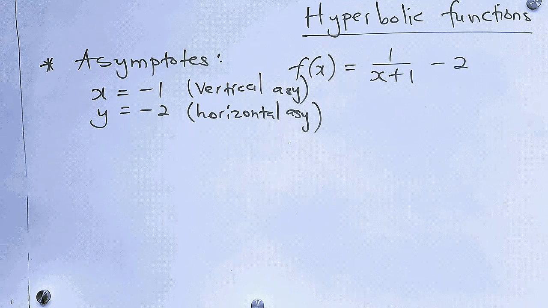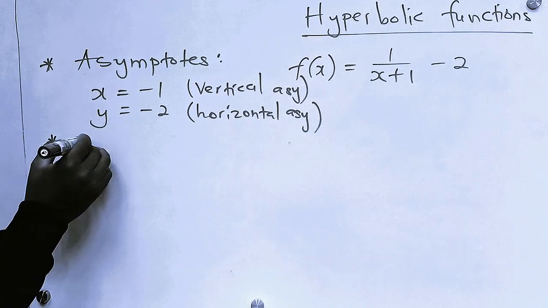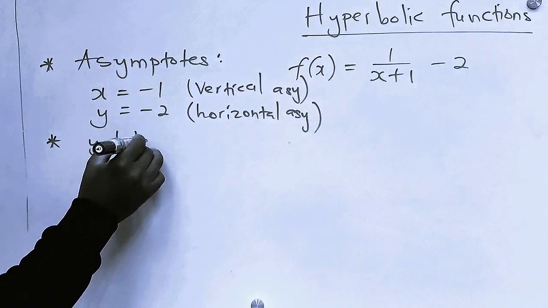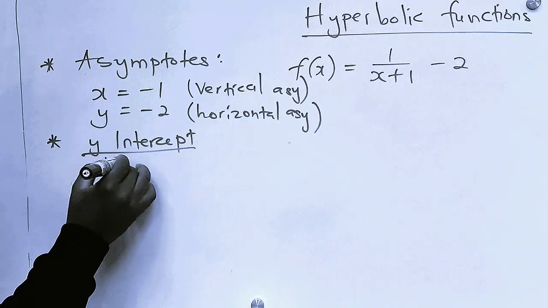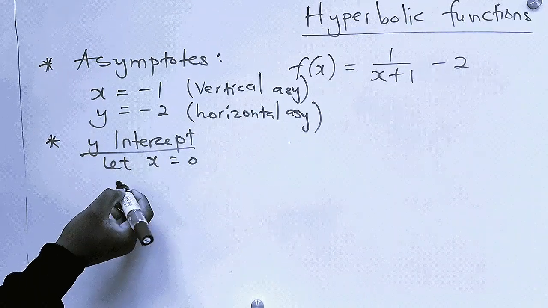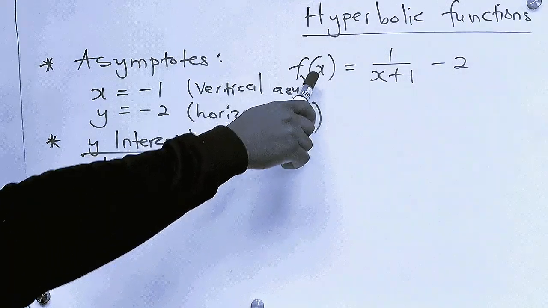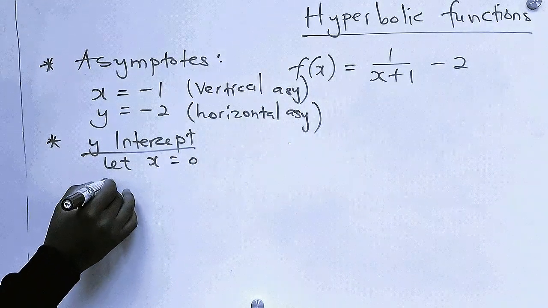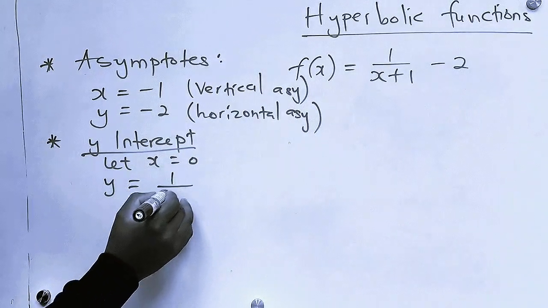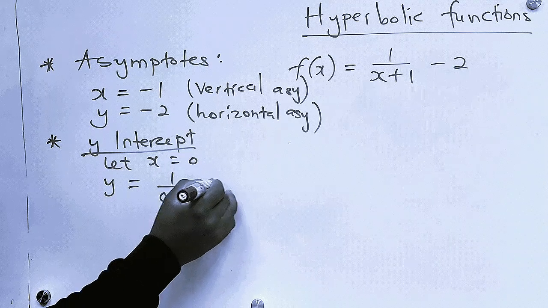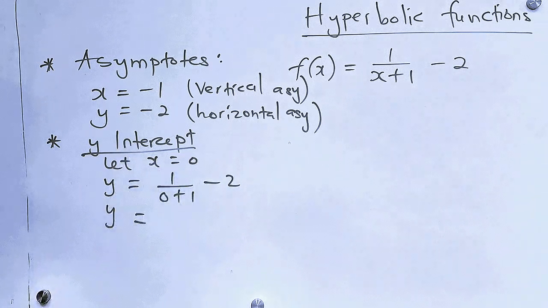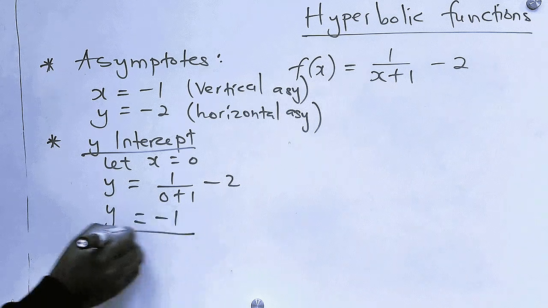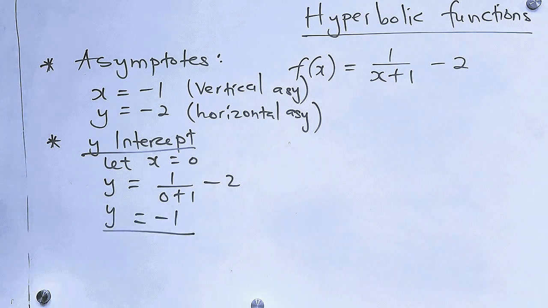Now let's see how we find the y-intercept. For the y-intercept, we let x equal 0. So f(x) represents y. So y is equal to 1 over 0 plus 1, minus 2. This is 1 over 1, which is 1, minus 2, giving -1. This is our y-intercept.